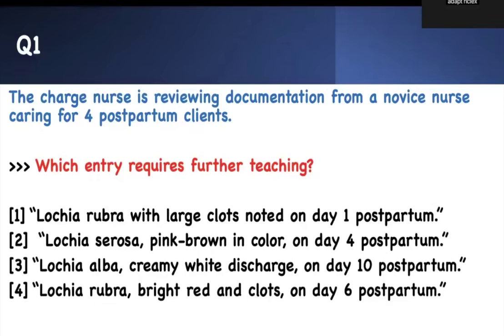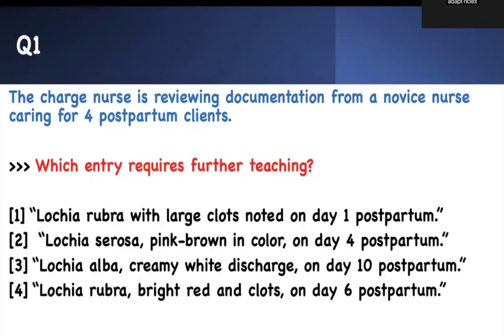A charge nurse is reviewing documentation from a novice nurse caring for 4 postpartum clients. Which entry requires further teaching? That means the novice nurse did something wrong. A documentation is inappropriate. Number 1, lochia rubra. What did she put down? Large clot noted on day 1 postpartum.